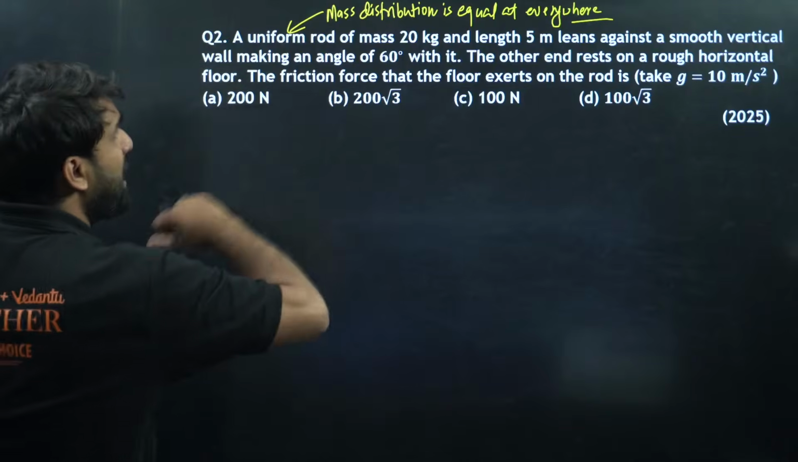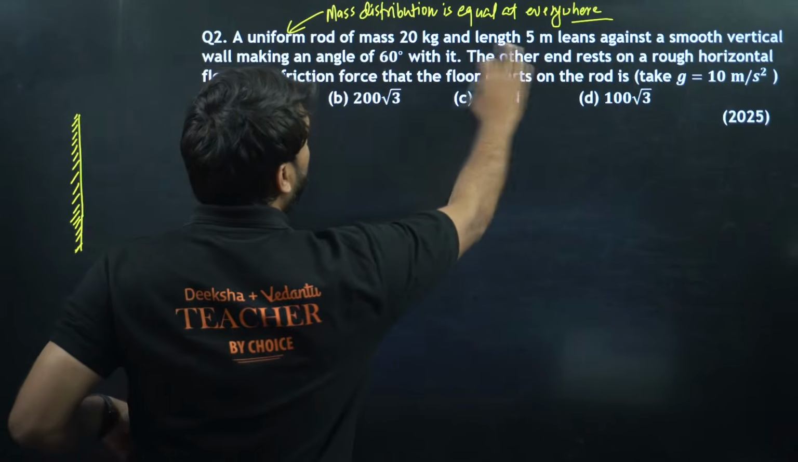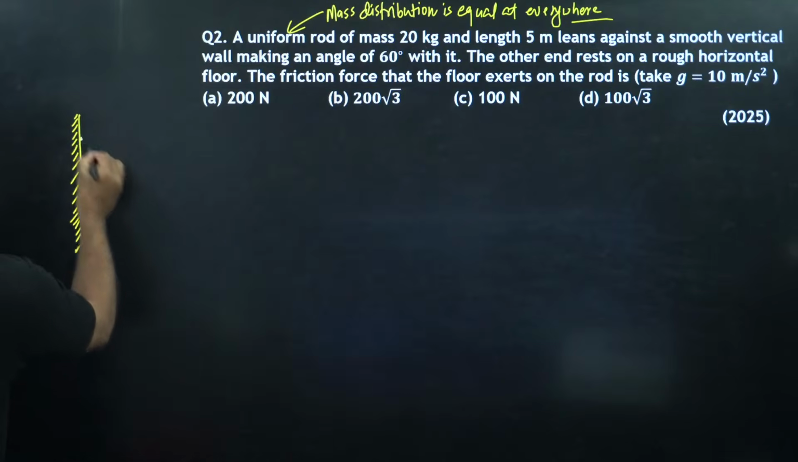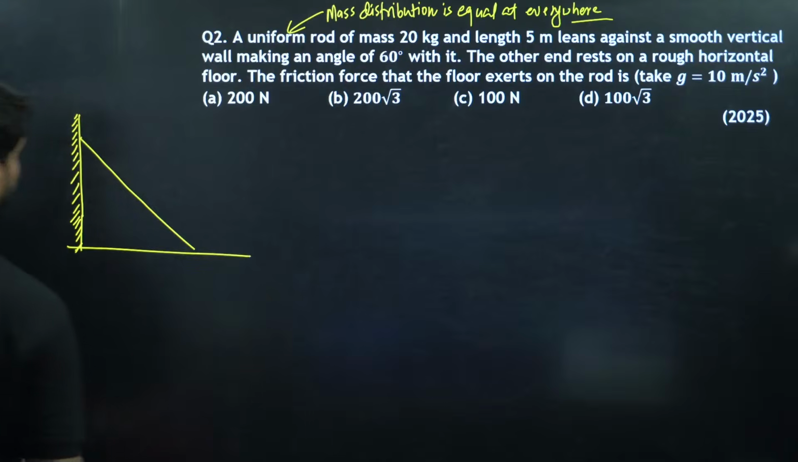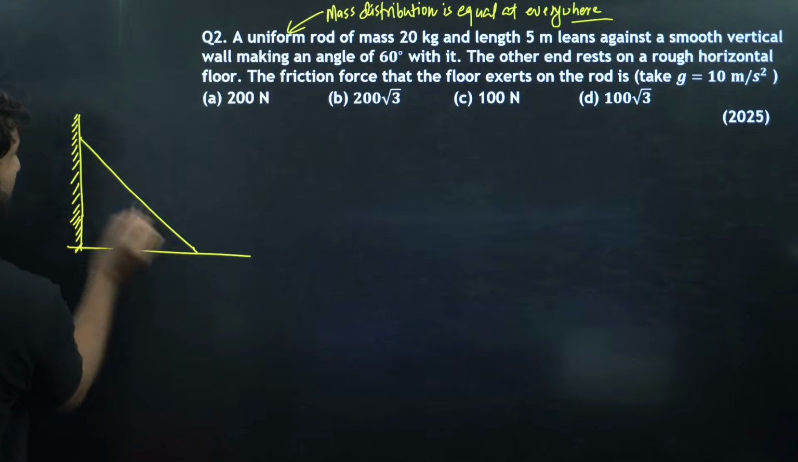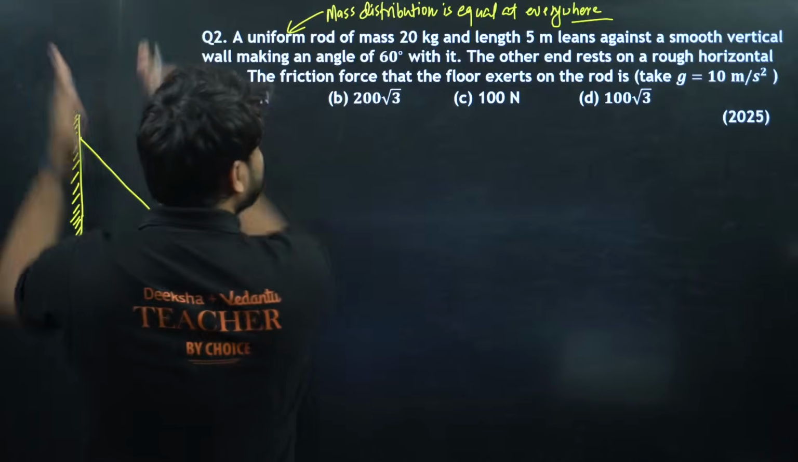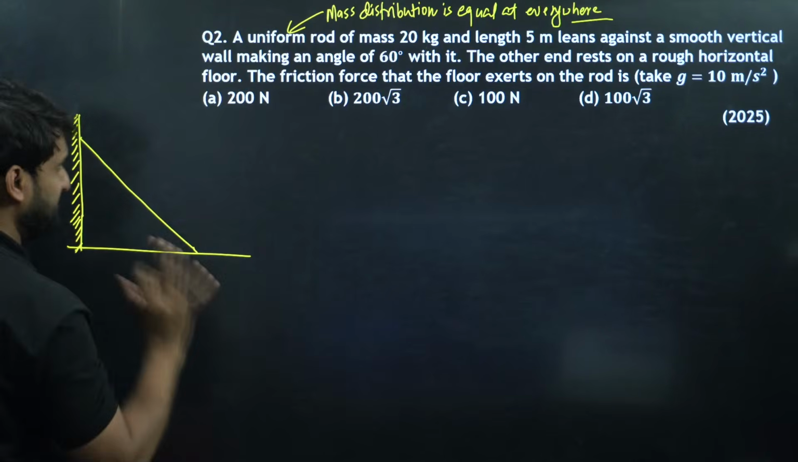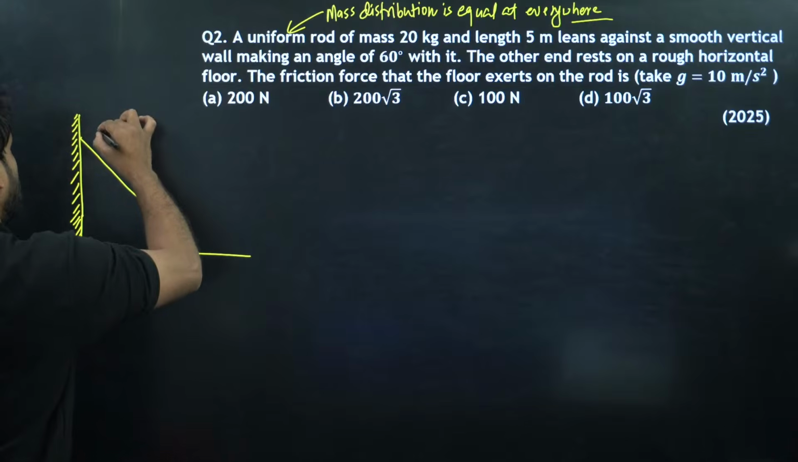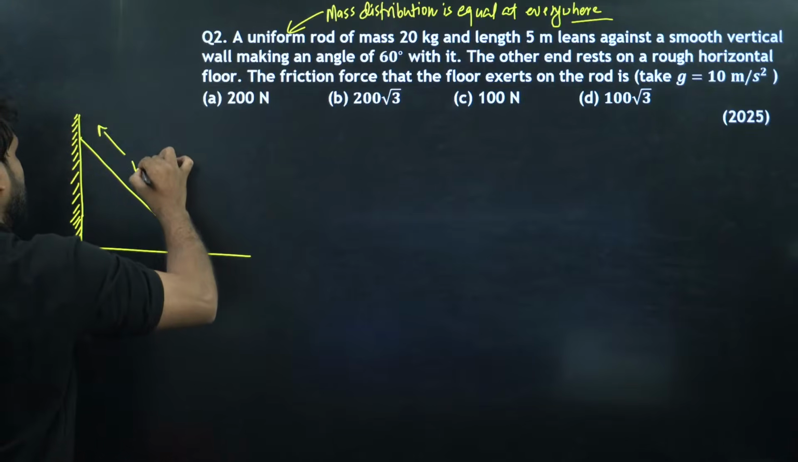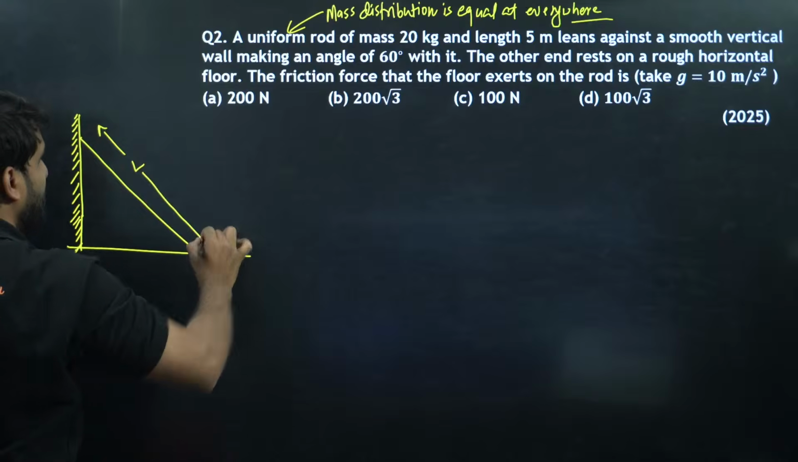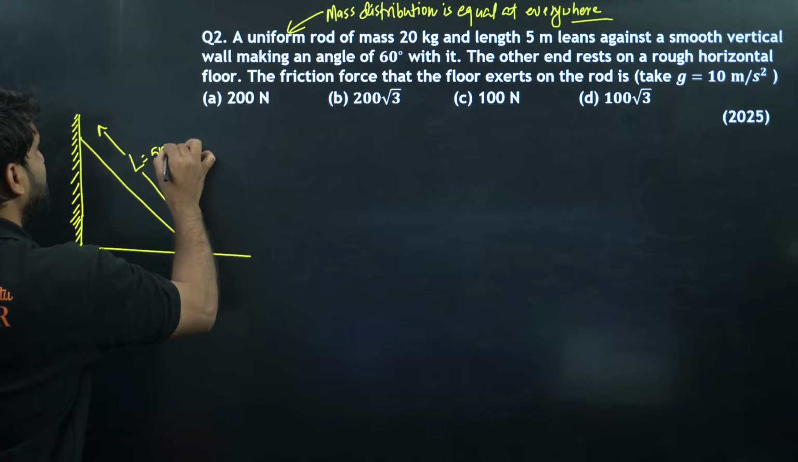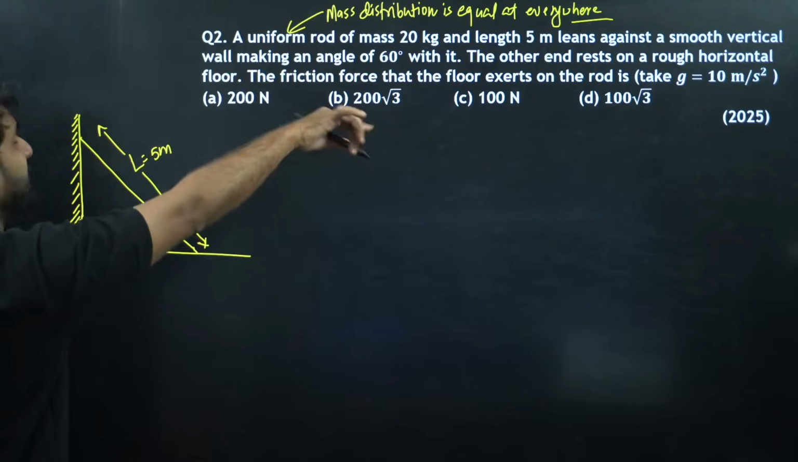Okay, now a rod of length 5 meter leans against the wall. So let's say this is the rod, this is the ground, and this rod is leaning against this wall. The length of the rod is 5 meter basically. So let's take it as L, and this is the rod of length L, and this L is equal to 5 meter. Okay, write this, and the mass is 20 kilogram.